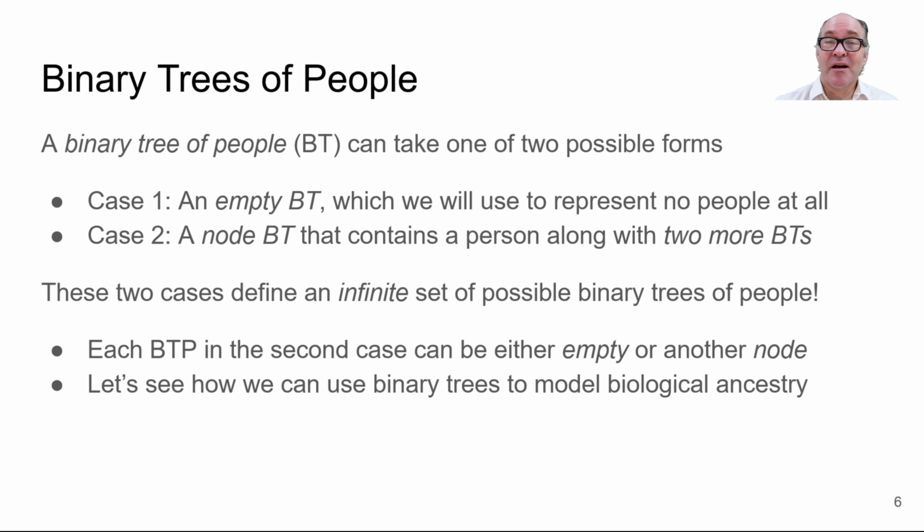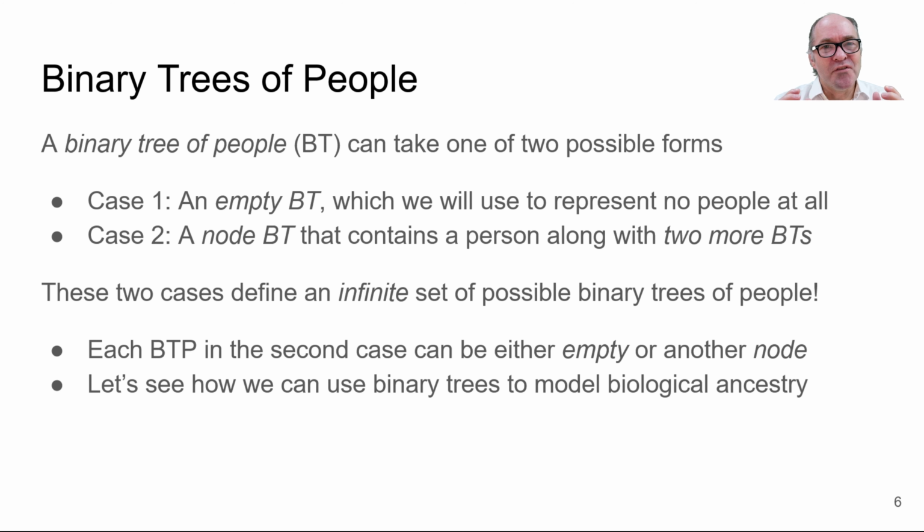The second case is that a binary tree of people can be what we'll call a node binary tree. And a node is going to have a couple of different parts, or fields, as we call them. Okay? A node binary tree contains the name of a person, or you can think of it as containing a person if you want, plus two smaller binary trees of people. And those smaller binary trees of people can be either empty trees or nodes. That's something that you need to think really hard about right now.